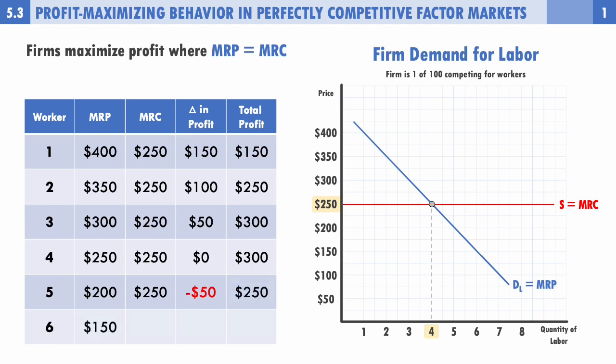And same thing if we went on to number 6, right? Our MRP is 150, our MRC is 250. We would actually lose $100 on that worker. We pay them 250, but they only bring us in an additional 150. So that means our total profit would fall even further.